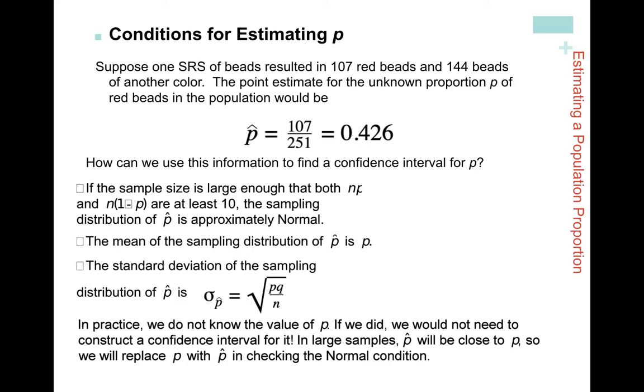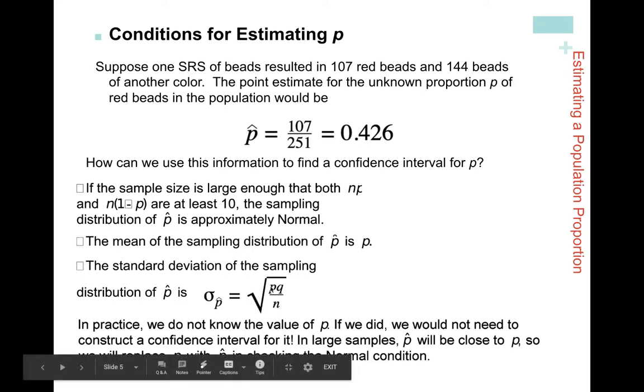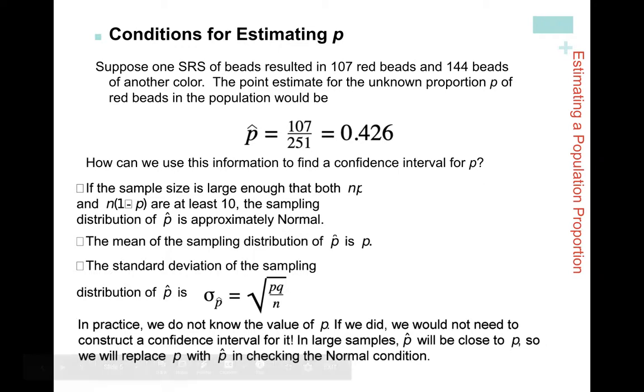All right. So assuming that all the conditions are met, what is the mean of the sampling distribution of p hat? Well, that's just the true population proportion P. What is the standard deviation of the sampling distribution of p hat? We learned in section 10.1 that that is the square root of PQ over n. Here's the problem. We don't know what P is. We don't know what Q is. If we knew P, we wouldn't need to estimate it, right?